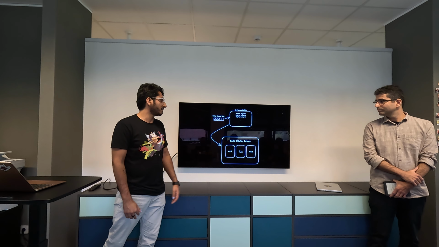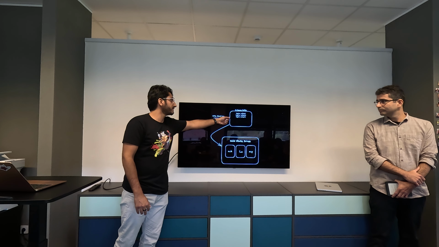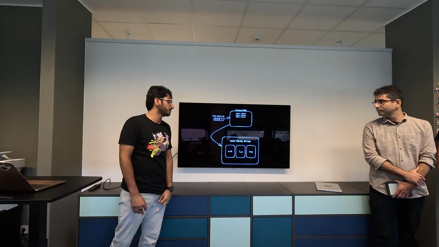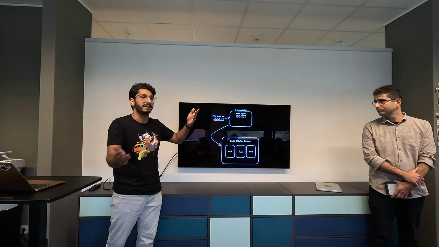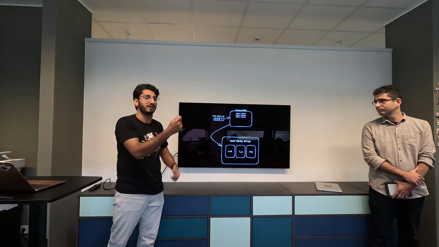For the read path, it's quite intuitive. You go first to the in-memory buffer and see if you can find a key there. Otherwise, you have to go through all of the levels of the LSM tree to find the first occurrence of the key. So that is a brief overview of what an LSM tree is.